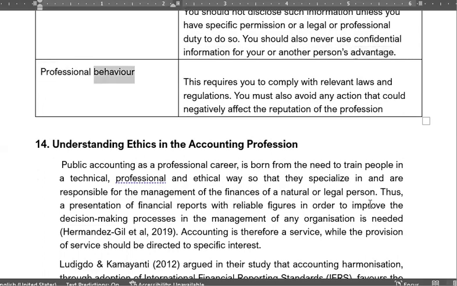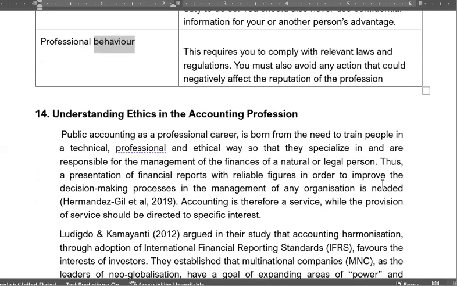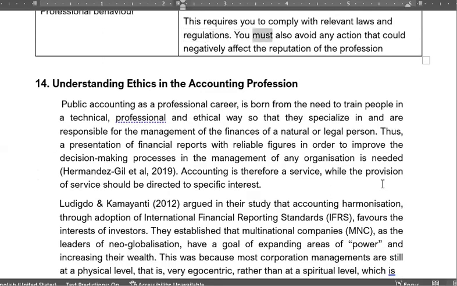Professional behavior. This requires you to comply with relevant laws and regulations. You must also avoid any action that could negatively affect the reputation of the profession.